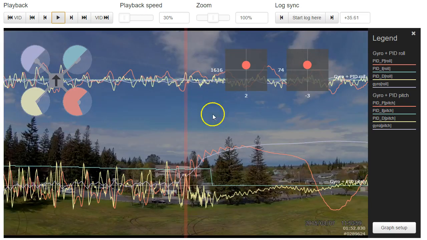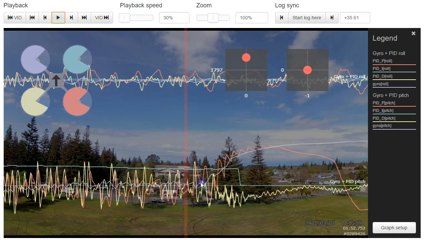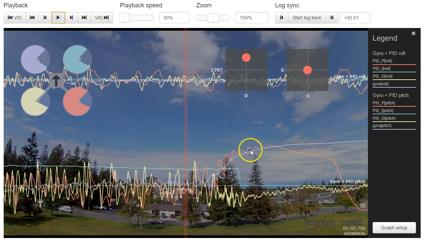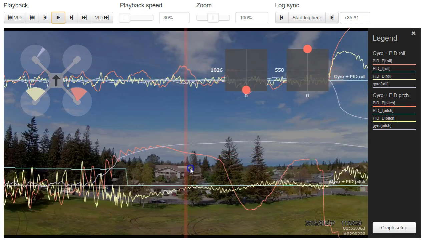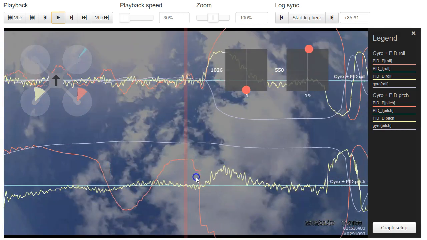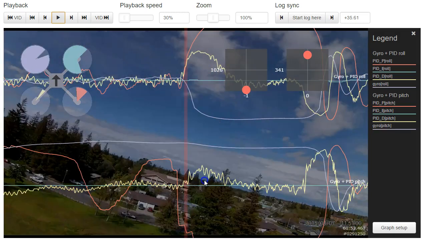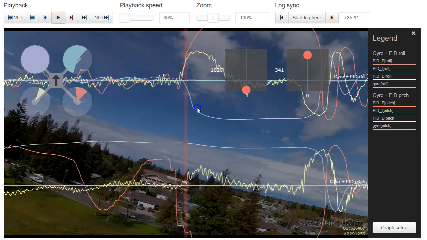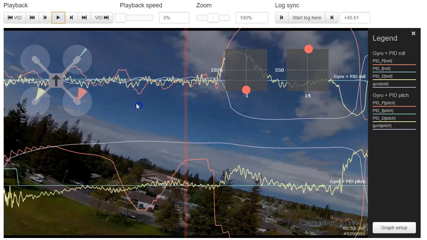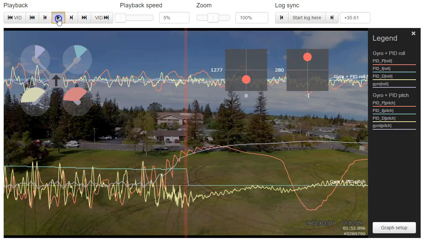I've got the roll on top and the pitch on bottom, and we can see that as the RC command comes up, the pitch gyro goes positive, indicating we're going through the roll. At some point, the copter starts to drop an arm, right? And if we play that back at like 5% speed, you can see that start to happen.